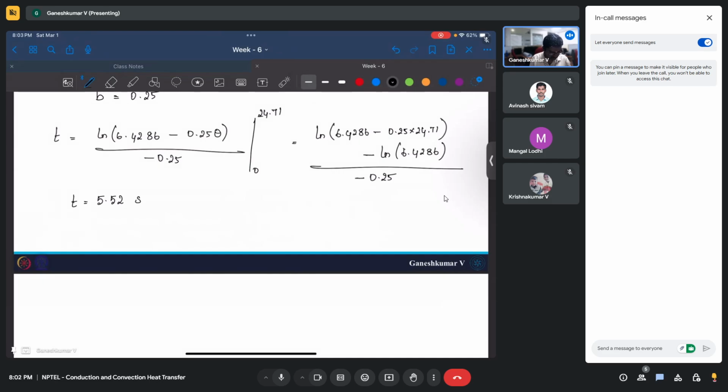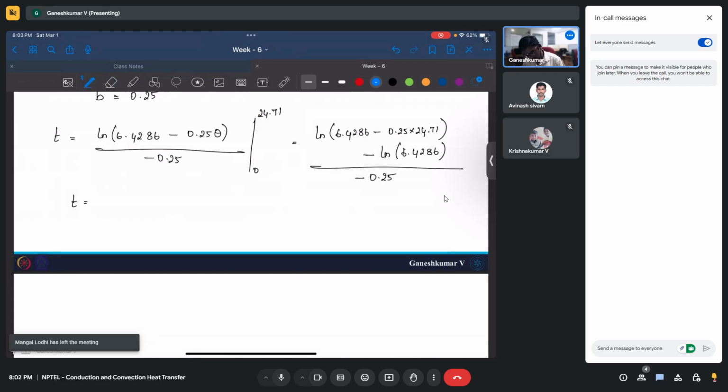I think I forgot to do... Yeah, it's 5.2. Only this part is 5.52. Forgot to perform the other one. So that comes out to be 12.97 seconds. So which means 13 seconds.